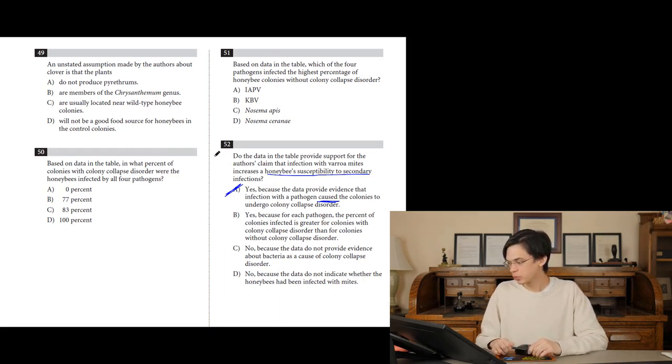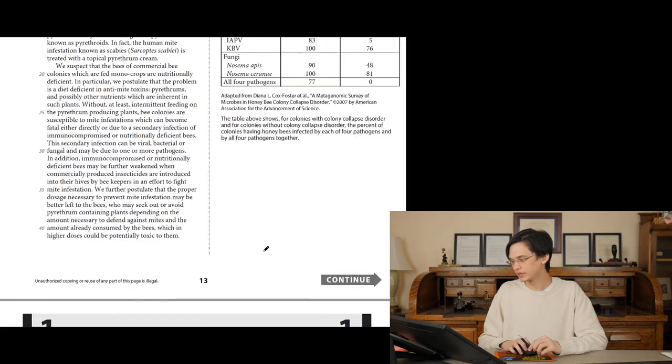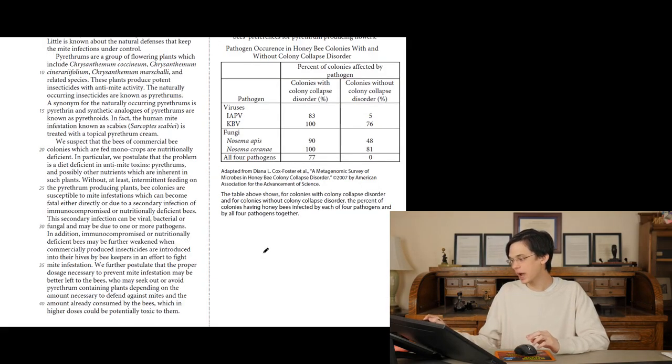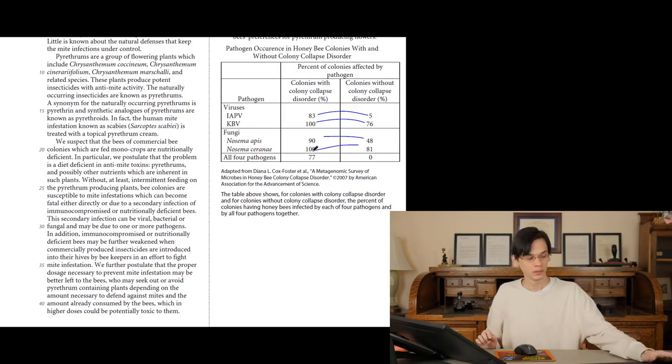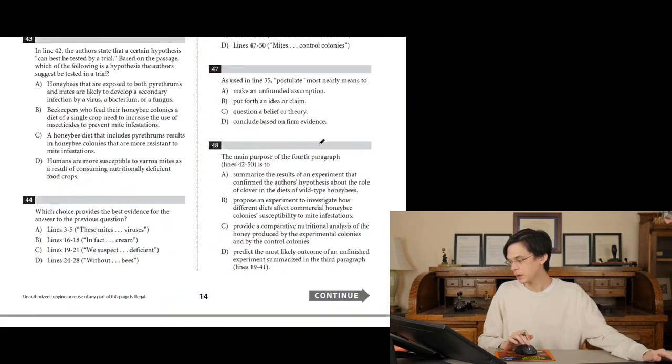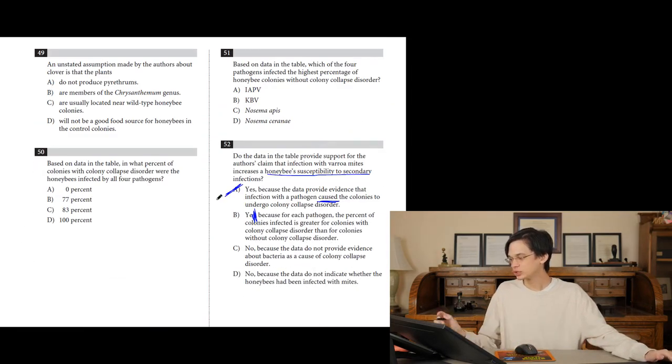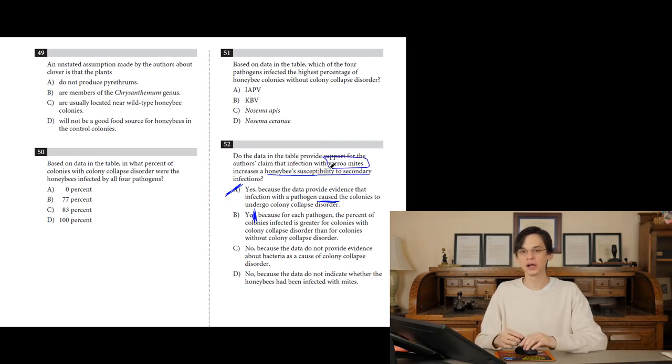Do the data in the table provide support for the author's claim that infection with varroa mites increases a honeybee's susceptibility? Choice B: Yes, it does, because for each pathogen, the percent of colonies infected is greater for colonies with colony collapse than without. Okay, this might be true, this part after "yes, because." For each pathogen, the percent of colonies is greater. Is that true? Yes, it is greater. Every single time with colony collapse, it's greater. However, does that support the author's claim that infection with varroa mites increases a honeybee's susceptibility?